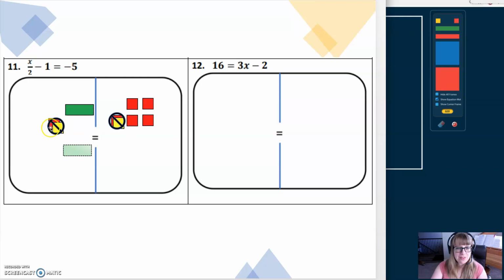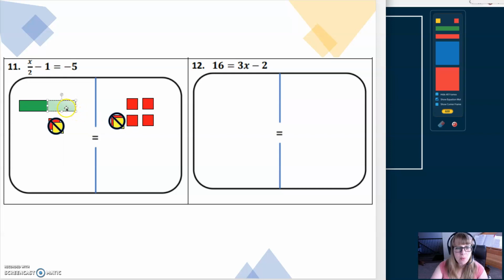Remember how I'm going to get rid of that minus 1? That minus 1, I'm going to get rid of by adding 1. Whatever I do to one side, I do to the other side, and notice that it zeroed out some tiles on each side. So now I have half of an x is equal to and balanced with 4 of those negative tiles.